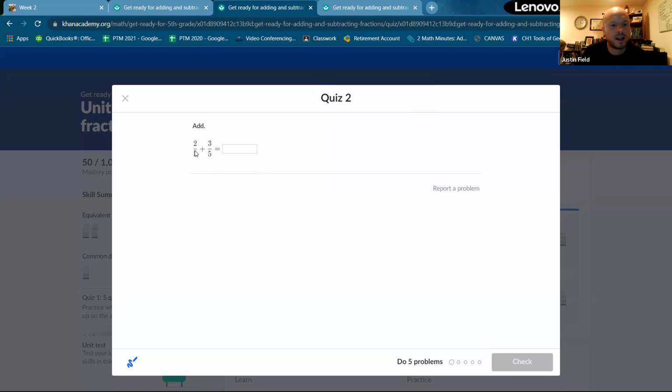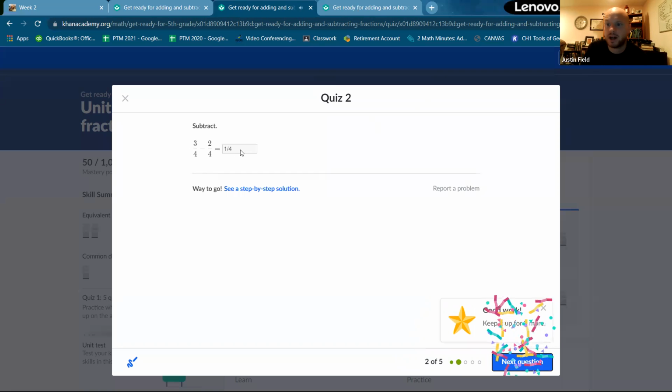So now we're adding fractions with common denominators. So we just add the tops. 2 plus 3 is 5. Don't add the bottoms. And same thing, we just subtract the tops. 3 minus 2 is 1. Don't subtract bottoms.